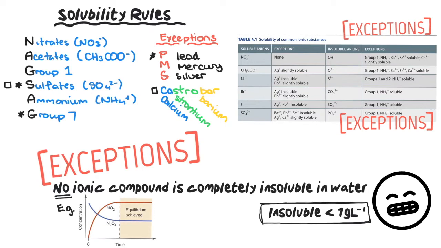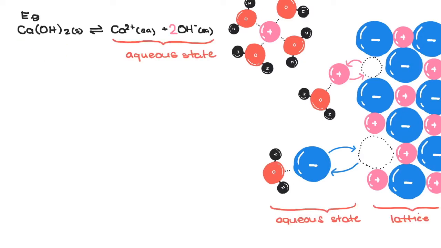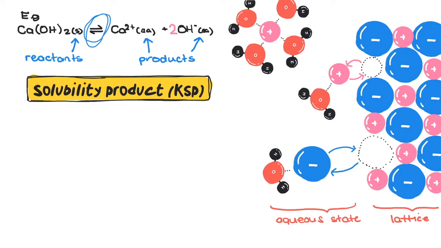So the word insoluble is a relative term, in which having a solubility of less than 1 gram per liter. For example, when describing the solubility of calcium hydroxide, an equilibrium exists between its lattice and its aqueous states. We tend to write the reactant as solid and the products as the aqueous forms. Because it's an equilibrium reaction, a double arrow is used and we can determine the equilibrium constant for it. But instead of calling it the equilibrium constant, we refer to it as the solubility product, KSP.